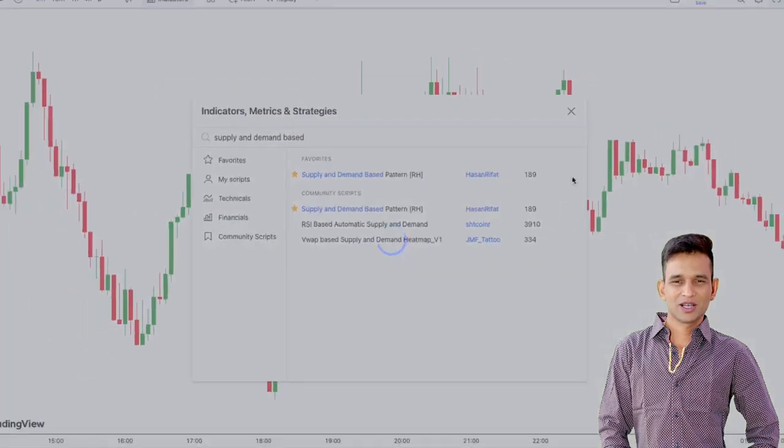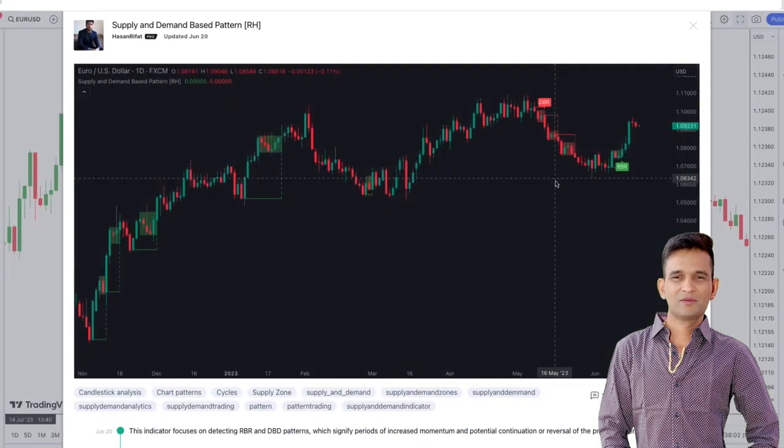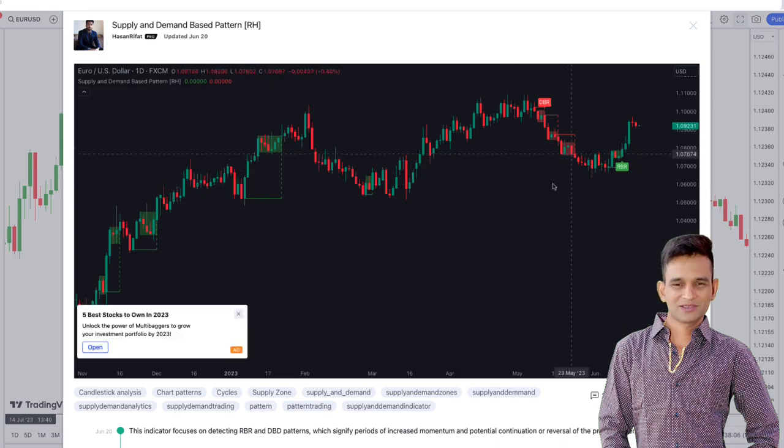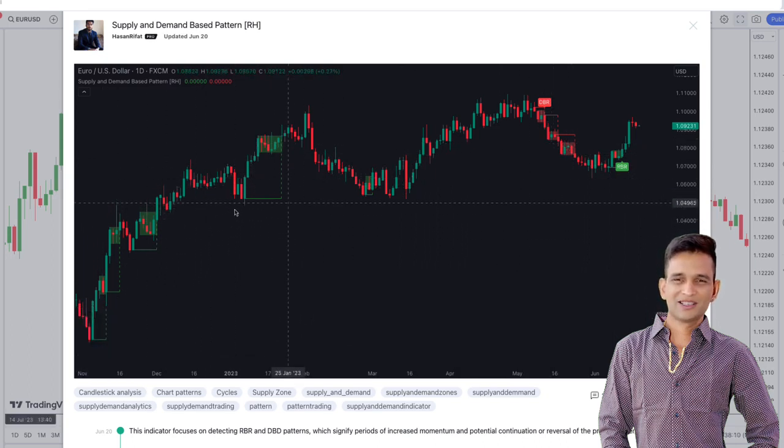This ingenious tool identifies rally-base-rally, RBR, and drop-base-drop, DBD patterns, signifying periods of intense momentum. It's a reliable way to spot potential trend continuation or reversals in the market.